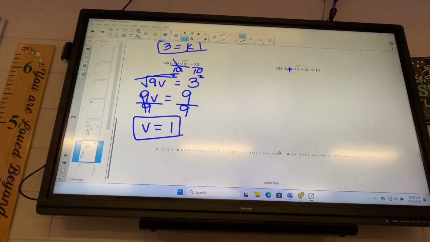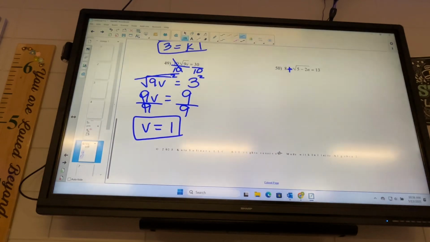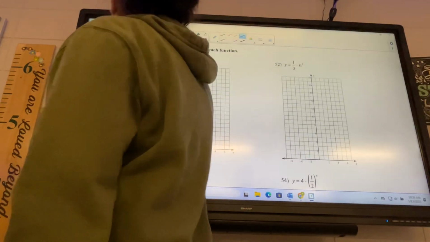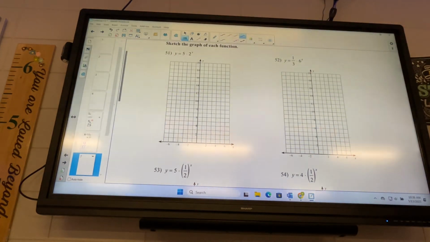The rest of these should go by pretty quick because we just took a test over this stuff. So hopefully you guys remember most of it after this point. Look at 51. Is that growth or decay? That is growth. How do you know it's growth? Because it's the whole number, the 2. Whatever number is attached to the x shows you whether it's growth or decay.